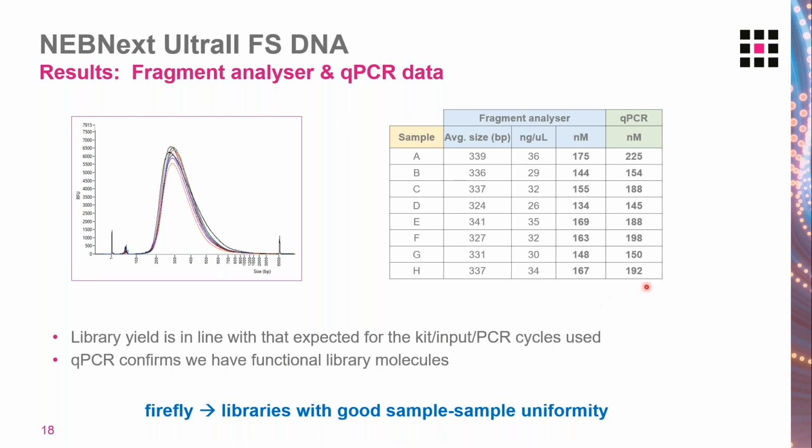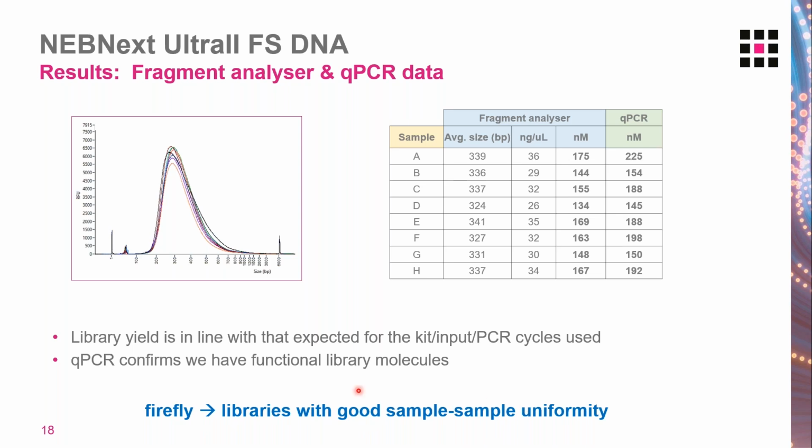Also, the fact that we were able to get some qPCR data, some output, confirms that we do have functional library molecules. So it shows that the gDNA was not only successfully fragmented, but the adapters and indexes were successfully added to the ends of these fragments. And so if we were going further, we could actually generate data if these libraries were sequenced. So all in all, we are seeing good sample uniformity with Firefly.